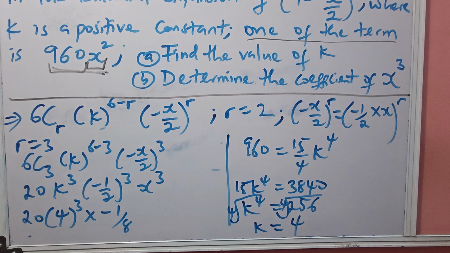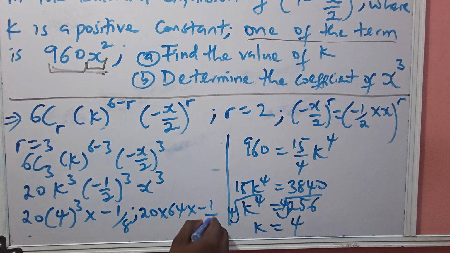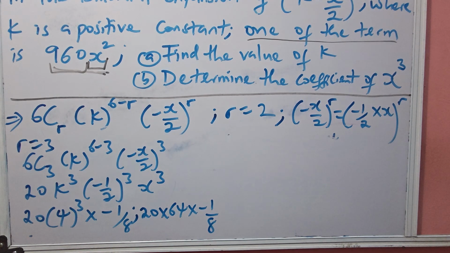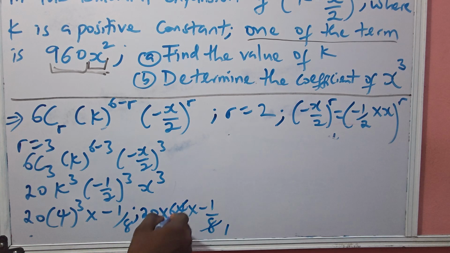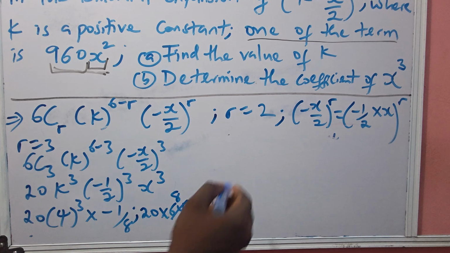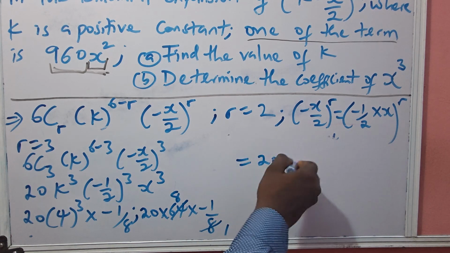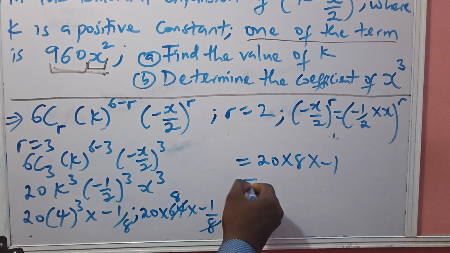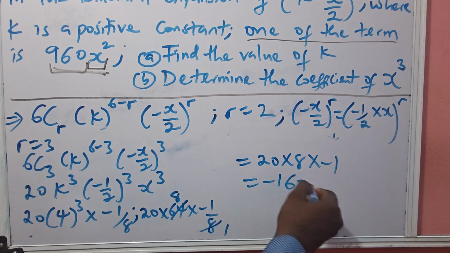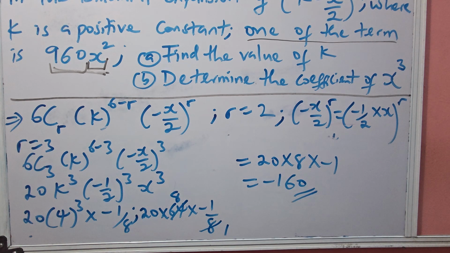All right? So if you solve this, you will have 20 multiplied by 64 multiplied by minus 1 over 8. And obviously, you can see that the 8 goes into 8 once, and the 8 goes into 64 eight times, because 8 times 8 is 64. So we have 20 times 8 times minus 1. This will give me the value of minus 160. All right? So you can observe that this is the coefficient.